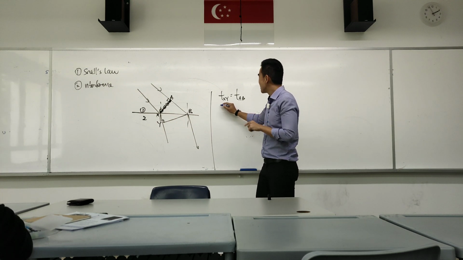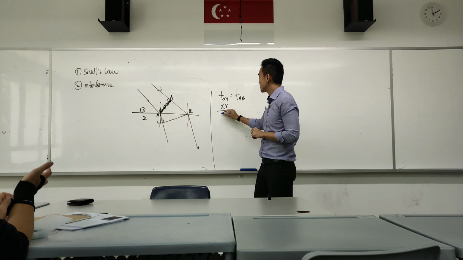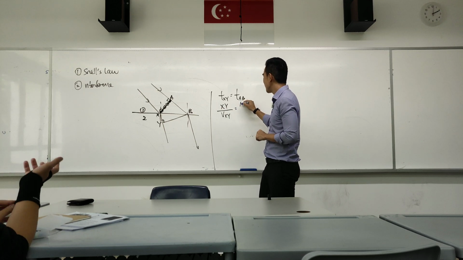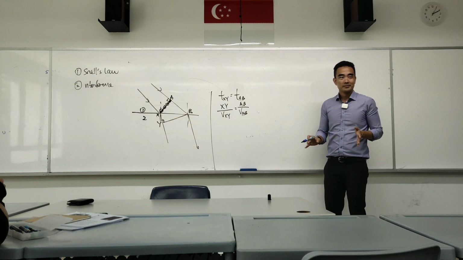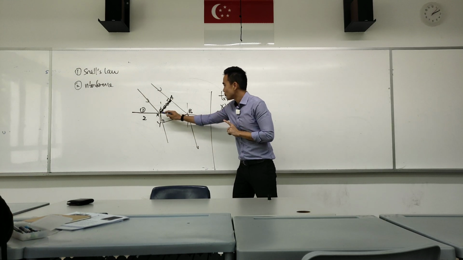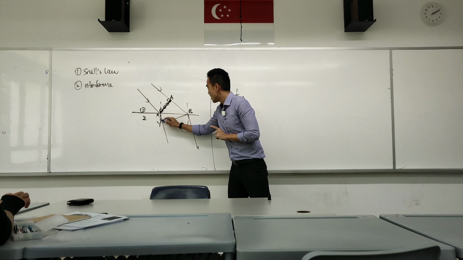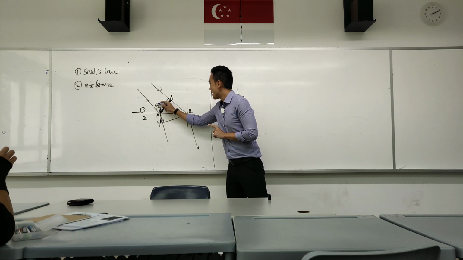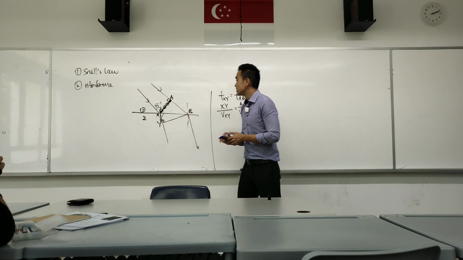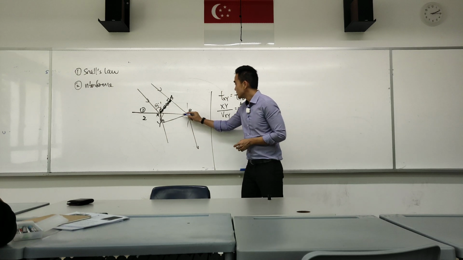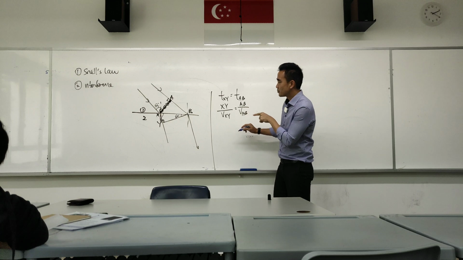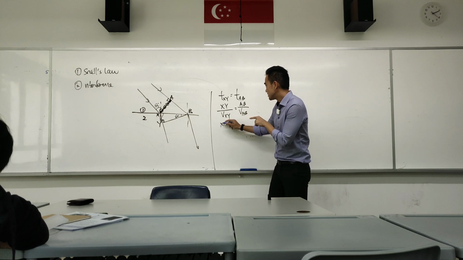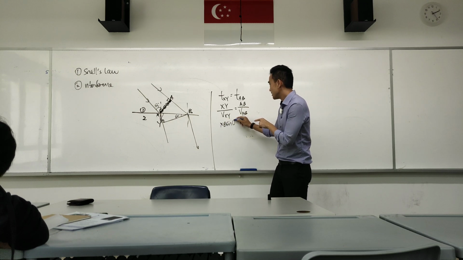So what you have over here is XY divided by the speed in XY equals AB divided by the speed in AB. Still cool? Now, if I call this theta r and this theta i, can you see that this will be 90 minus theta r? Therefore, this is theta r. Cool? Therefore, XY can be re-expressed as XB sine theta r.